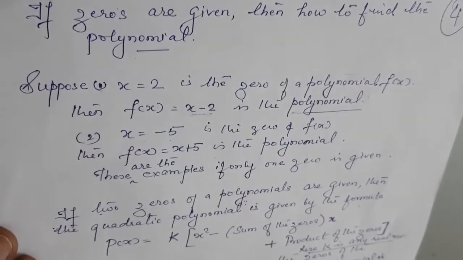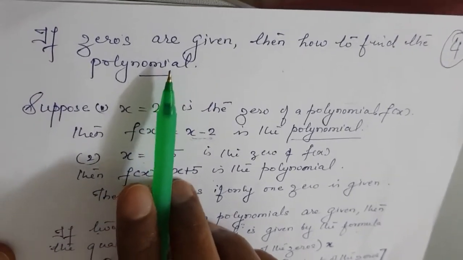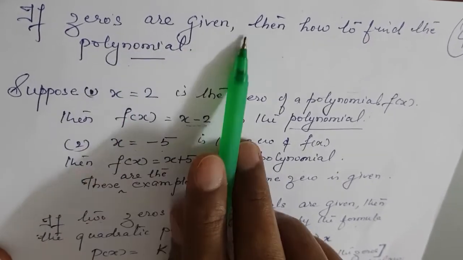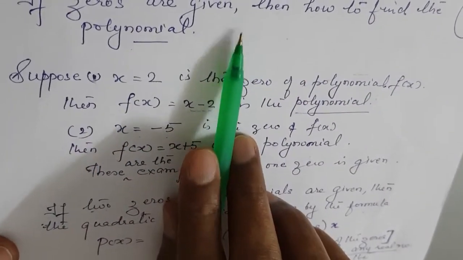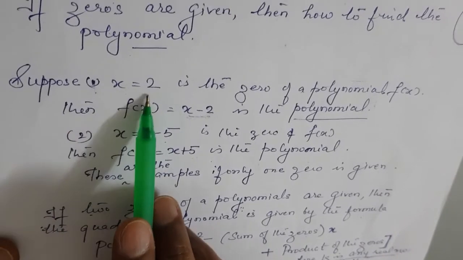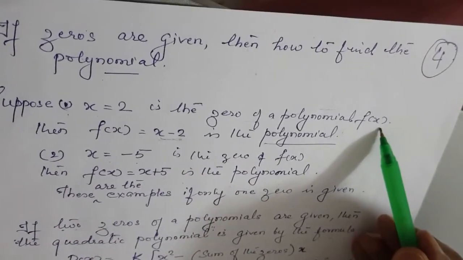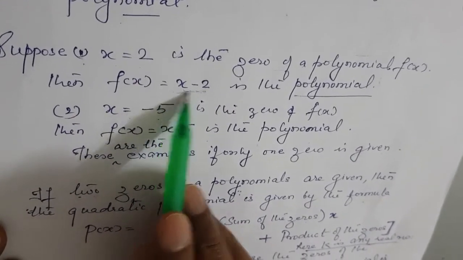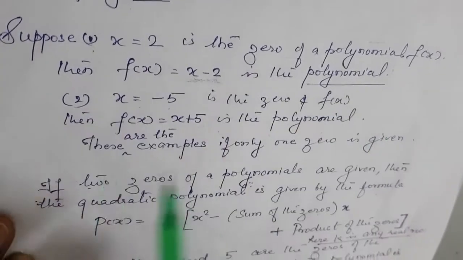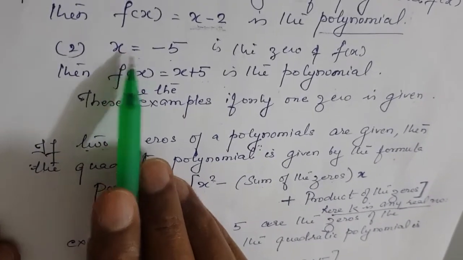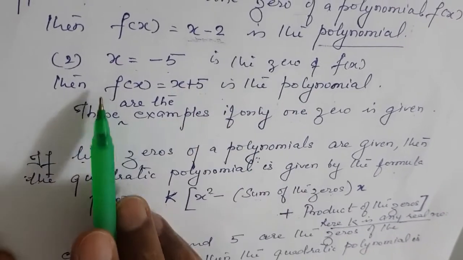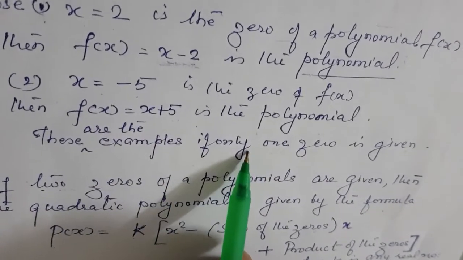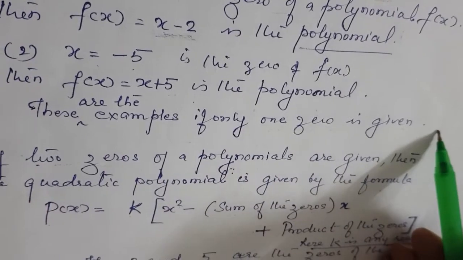It is just the reverse of what we have done earlier. There, the polynomial was given and zeros had to be found. Here, if the zeros are given, then how to find the polynomial? Suppose x = 2 is the zero of a polynomial f(x). Then f(x) = x - 2, and this x - 2 is the polynomial. Next example, if x = -5 is the zero, then f(x) = x + 5 is the polynomial. These are the examples if only 1 zero is given.